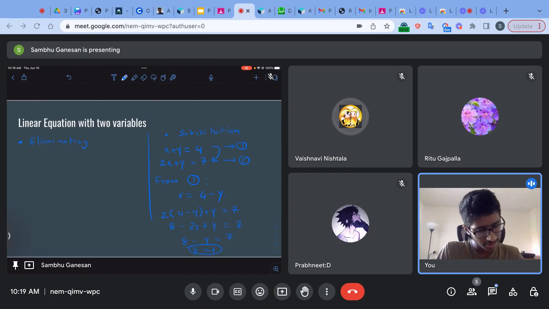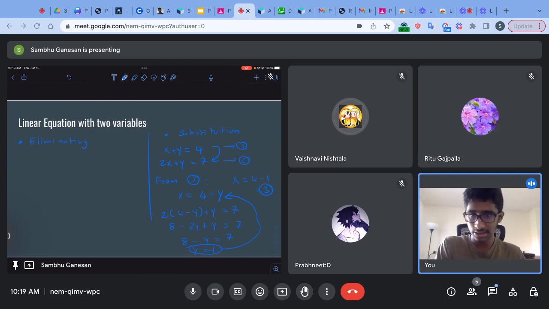Once you get y equal to 1, you can plug that back into x equals 4 minus y and get x equal to 4 minus 1, which is 3. So you can solve the system like this. Or you could also solve for y instead: rather than x equals 4 minus y, you could do y equals 4 minus x and substitute in the second equation. That's basically the gist of the substitution method.